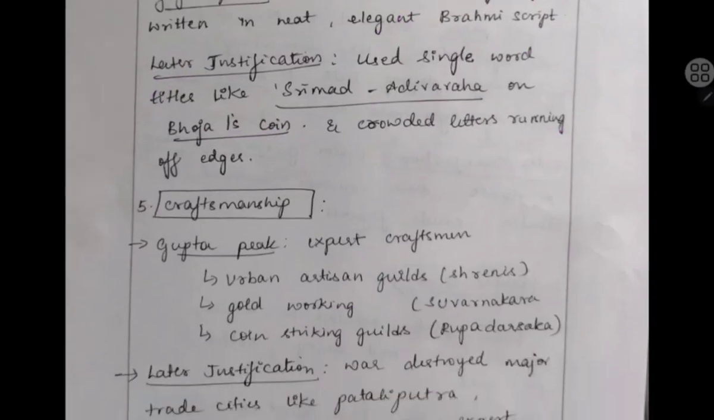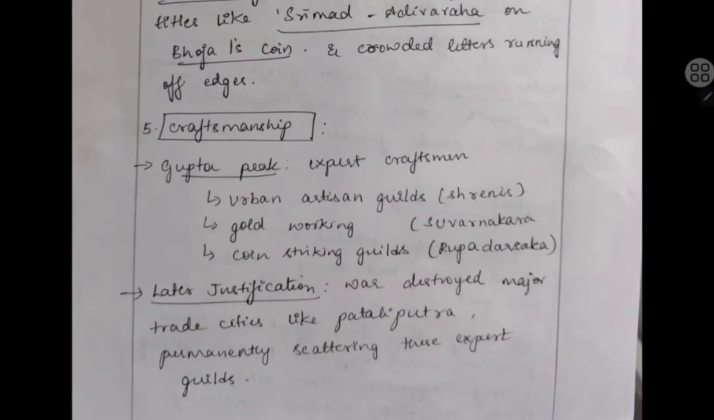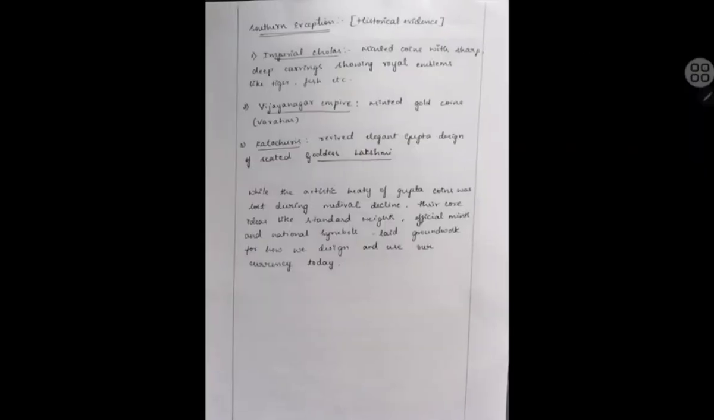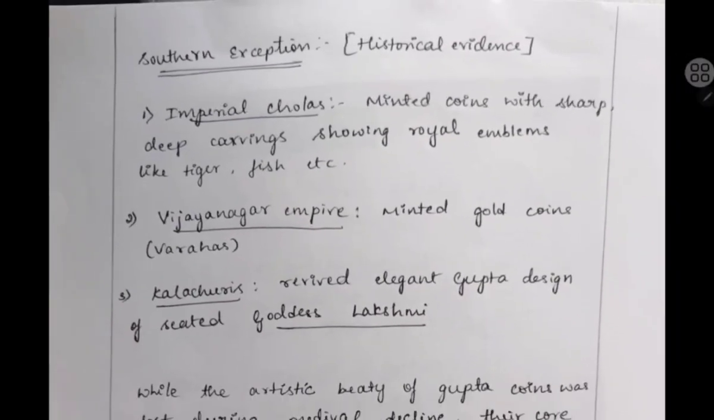Okay, next, craftsmen in Gupta times. These were the craftsmen I have mentioned. In Gupta times, they were expert craftsmen. But in later times, it actually declined. Trade cities like Pataliputra permanently shattered these expert guilds due to war. Then the next page is very, very important. This is the exception part.